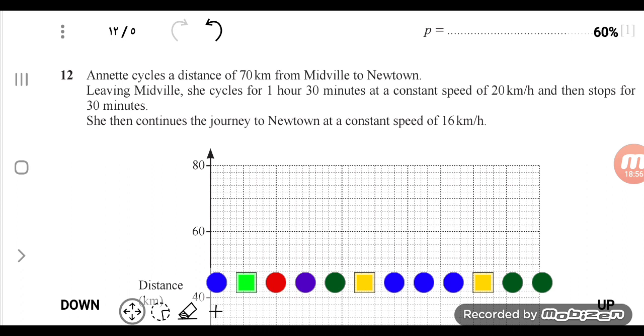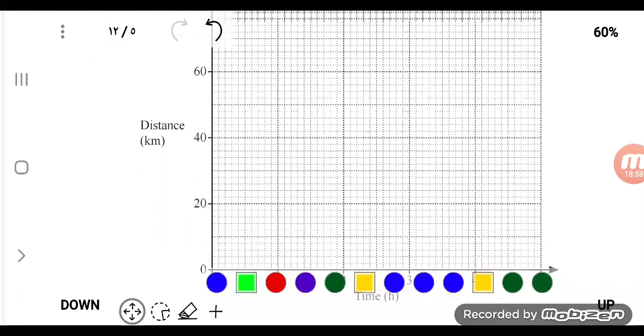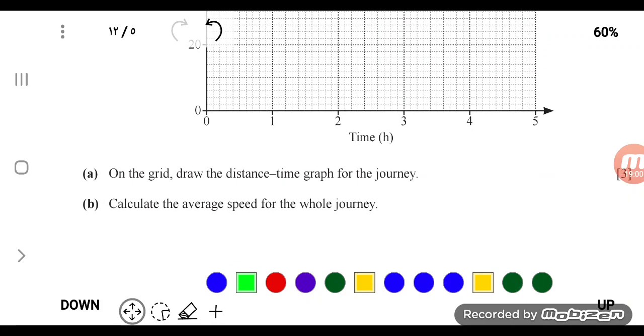So the question, you have to show this information on the graph. On the grid, draw the distance time graph for the journey. Calculate the average speed for the whole journey. Now we start by looking at the graph here.